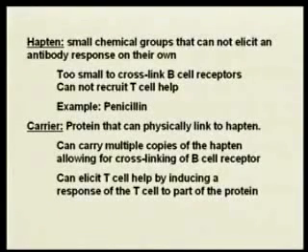A carrier is a protein that can be physically linked to the hapten. You have to have the protein and the hapten with each other. The one protein itself can have both a hapten and a carrier on it. The carrier can carry multiple copies of the hapten. This could allow for cross-linking of the B cell receptor, which is one of the things that's missing in the hapten. Haptens are too small. They can't cross-link the B cell receptor. Also, the carriers can elicit T cell help by inducing the response of that T cell to the carrier protein.